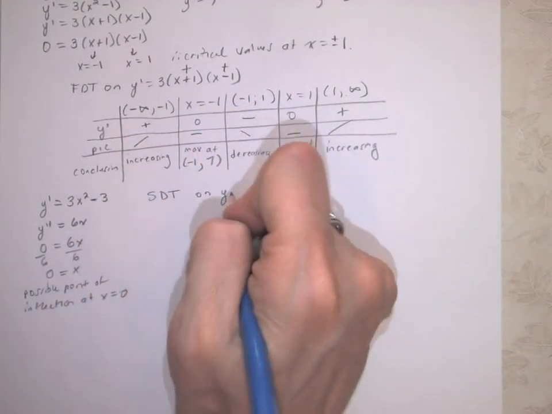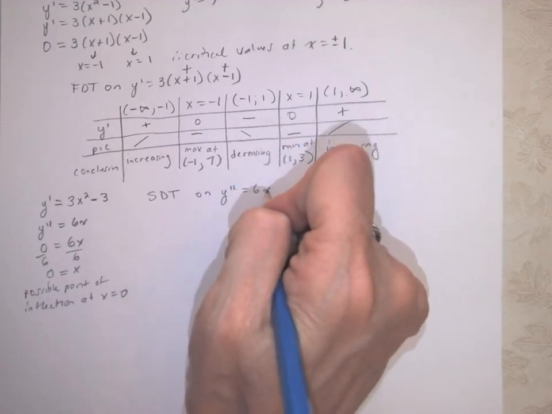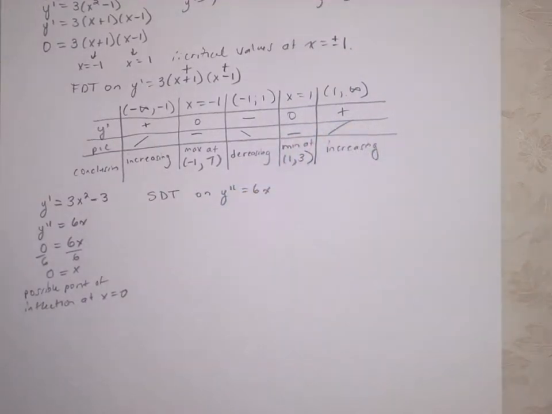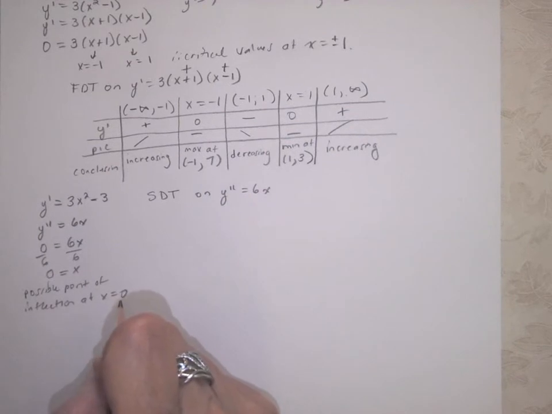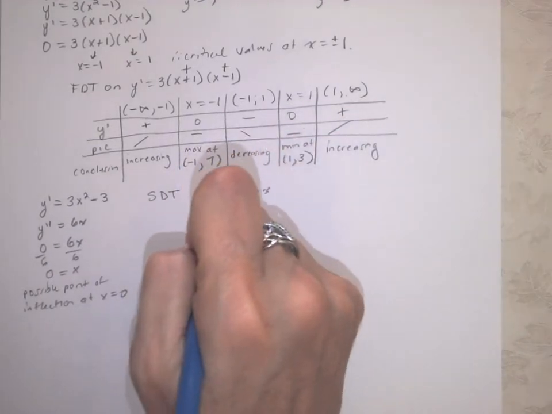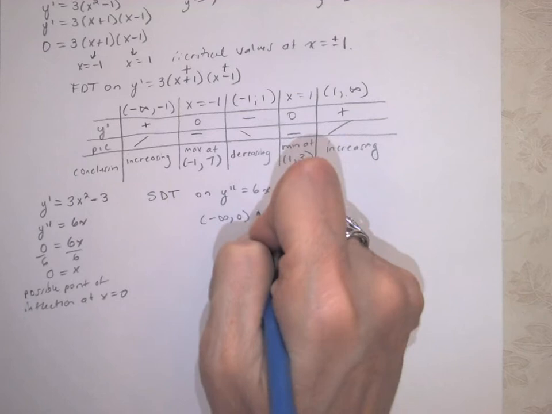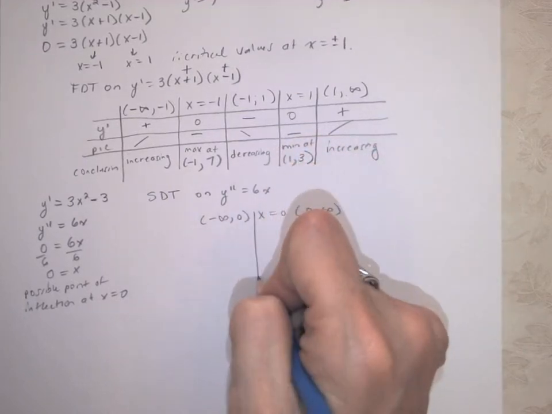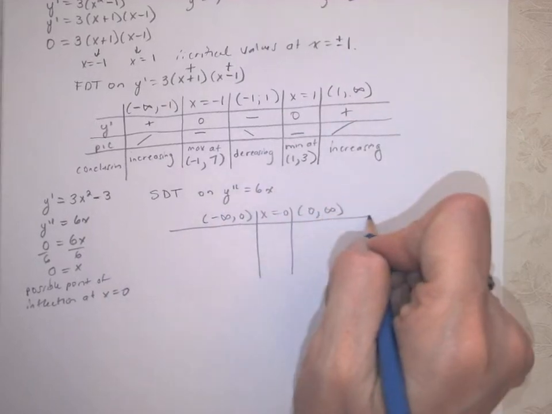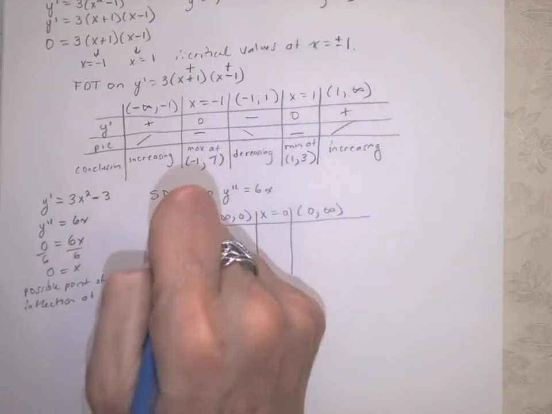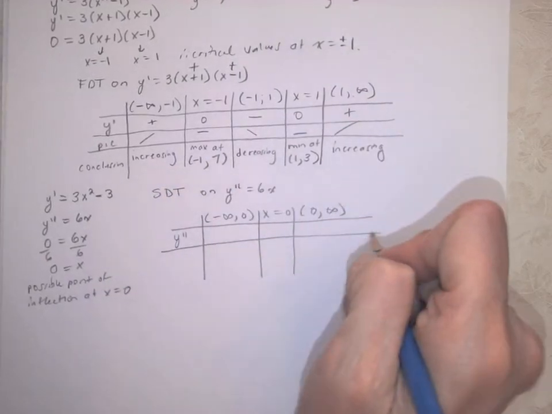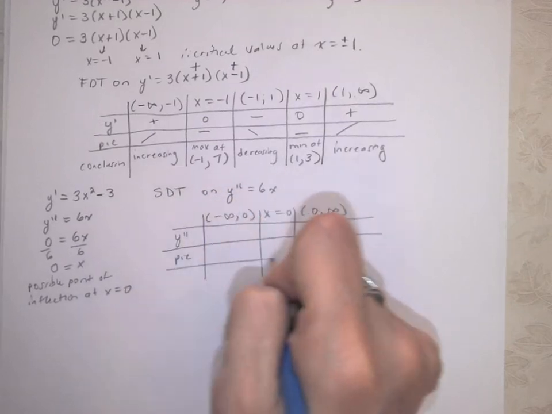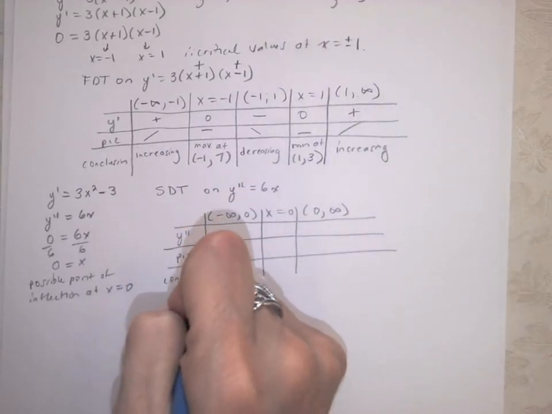And then we're going to do our second derivative test on y double prime equals 6x. So we only have one possible point of inflection at 0, so our interval is going to be from negative infinity to 0, and from 0 to infinity. And we want to know the sign of the second derivative. Put in a little picture, and then say our conclusion.